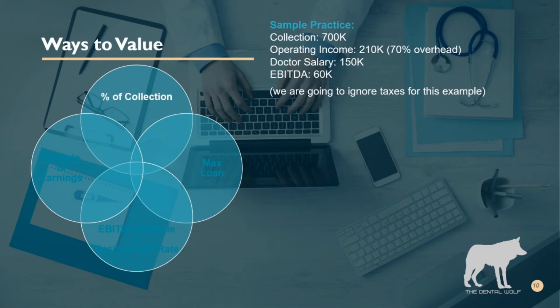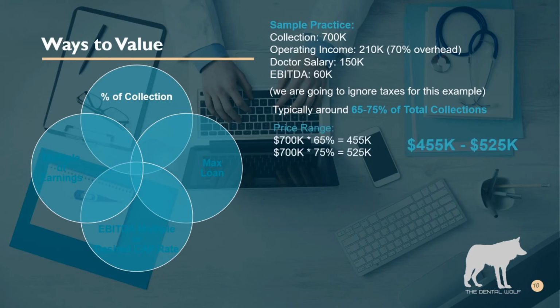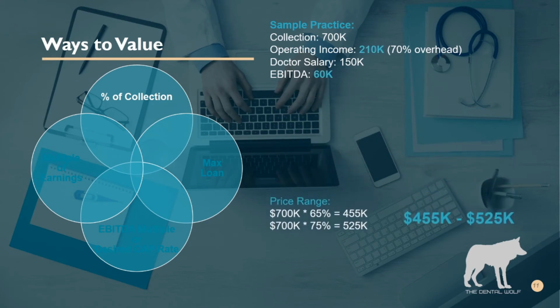So now let's look at a new way of valuing a practice, which is percent of collections. This is a very common way of valuing practices. And typically the practice purchase price is going to be anywhere between 65 and 75% of the total collections. So for this particular practice, the purchase price is estimated to be between $455,000 and $525,000.